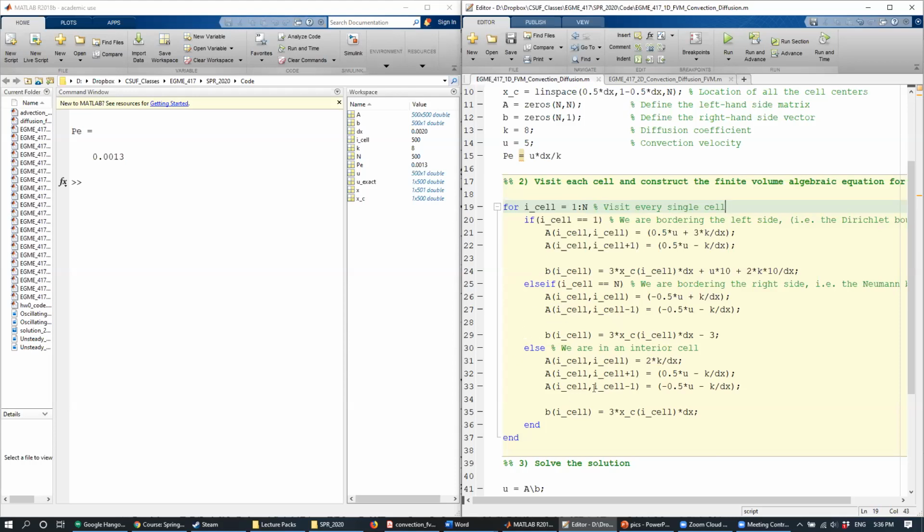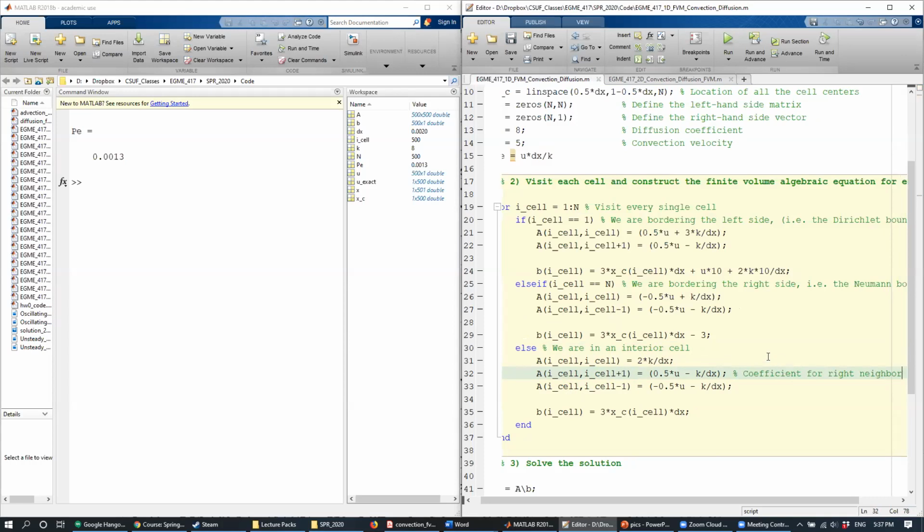As indicated by the comment here, this is the case when we're at an interior cell. So when we're at an interior cell, we have both neighbors on the left and the right. Okay. So you can see here we have A at I cell, comma I cell plus 1. So this is the coefficient for the right neighbor. Next, we have A at I cell, comma I cell minus 1. So this is the coefficient for the left neighbor. And then this value right here, A at I cell, comma I cell, this is the coefficient for the central cell, or for myself.